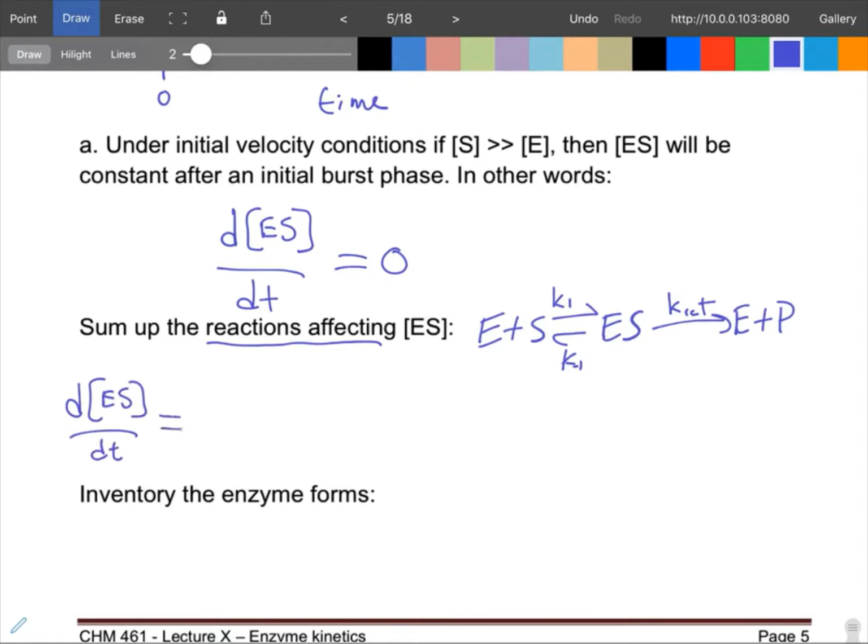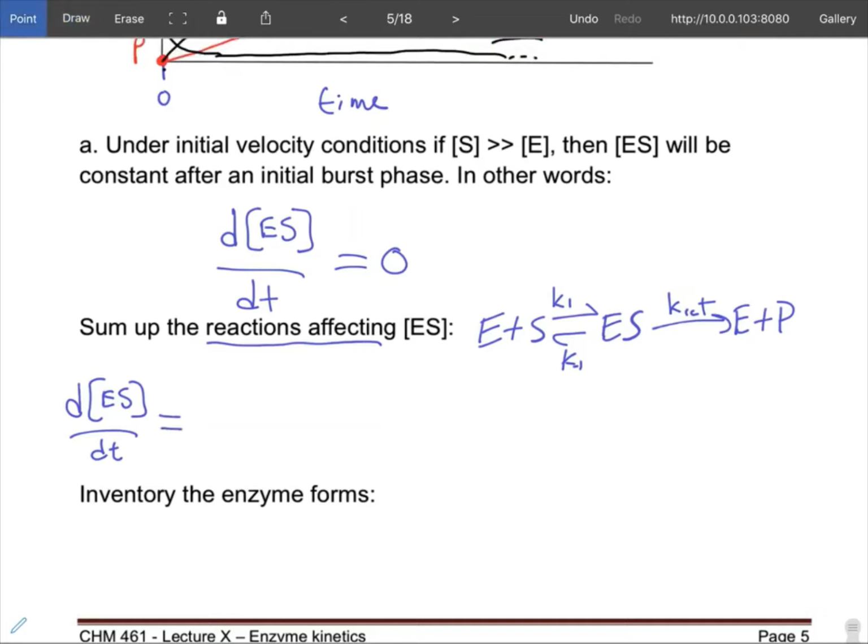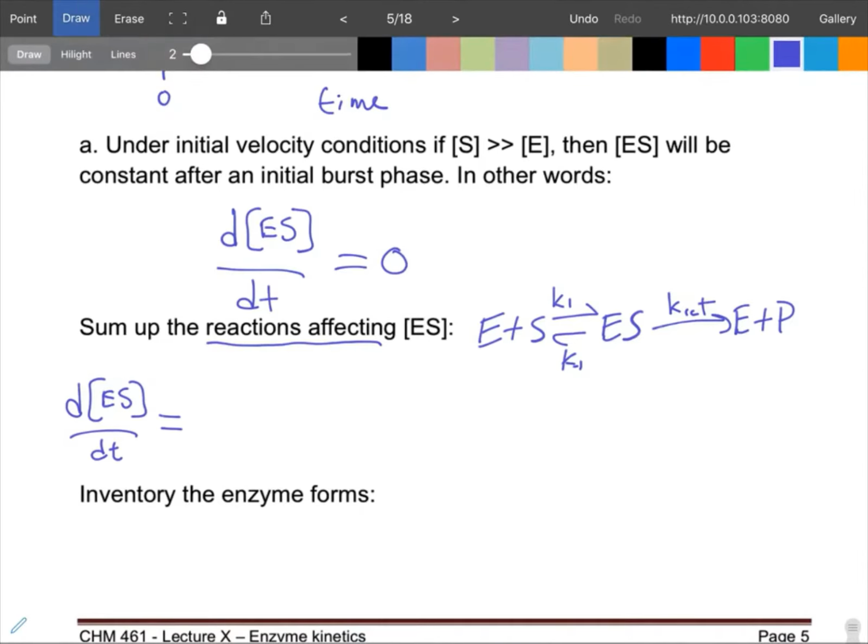Okay, well, there are a couple things here. Notice that there's one arrow that points toward the enzyme substrate complex in the scheme, and it is the formation of enzyme substrate complex from free enzyme and free substrate via K1. So that's going to have a positive influence on the production of the enzyme substrate complex. So we're going to have a positive value where K1, again, remembering how we write rate laws, I've got K1 is the arrow, and then I write the concentration terms that are at the tail of that arrow.